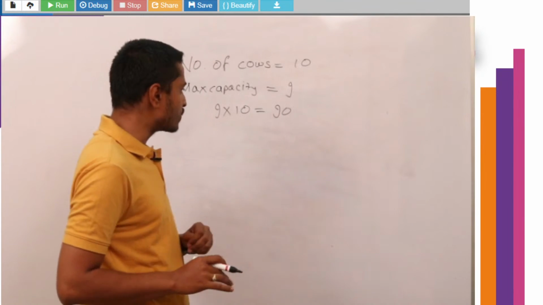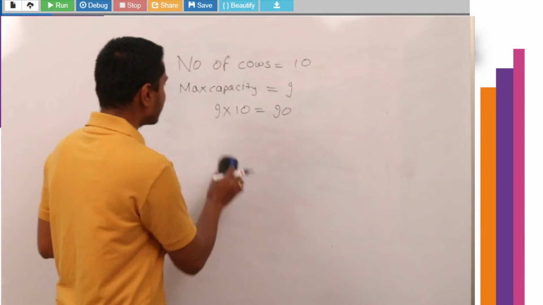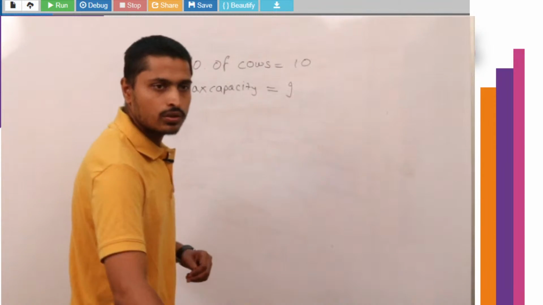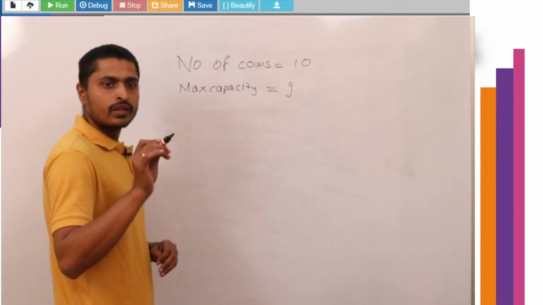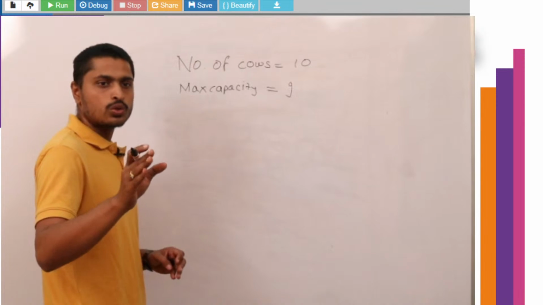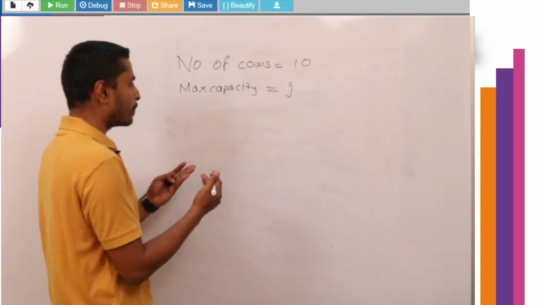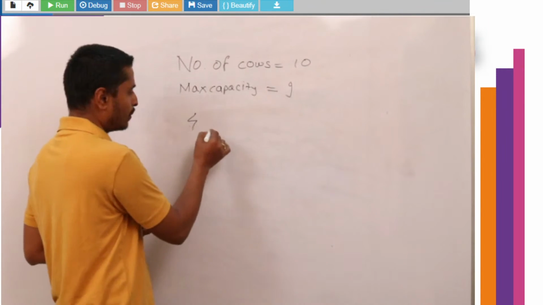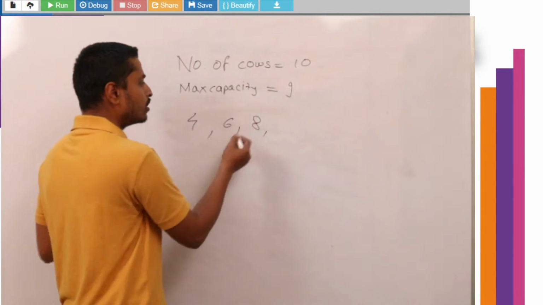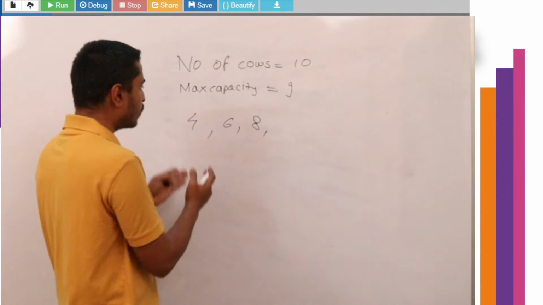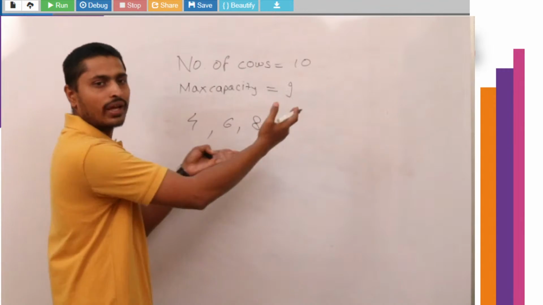Okay, we have understood this. But what is happening? There are different breeds. So they have mentioned over there, there are different cows of different breeds. Some may have 4 liter capacity, some may have 6, some may have 8. So whatever it may be, it is ranging from 1 to 9 or 0 to 9 also.